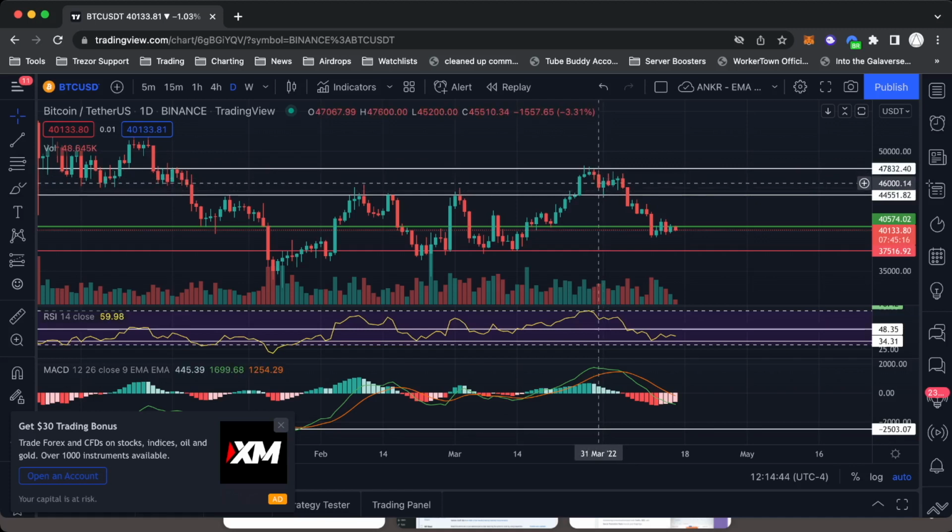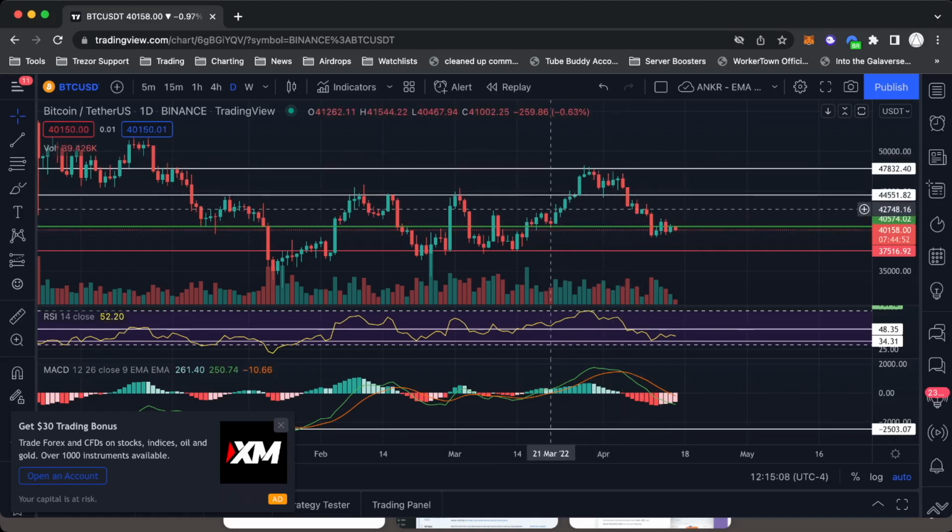So let's count again. 1, 2, 3, 4, 5, 6, 7, 8, 9, 10, 11, 12, 13, 14. So 2 weeks before the price went down, the price jumped. Look at this. Literally a month ago, the price was exactly the same, 40K. It took 2 weeks to rise. It took 2 weeks to drop. So let's do another count. And why are we doing this count? We're trying to find a pattern.